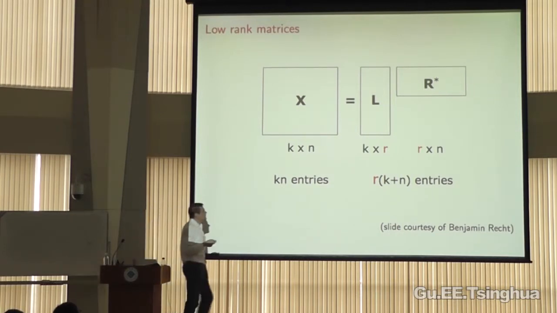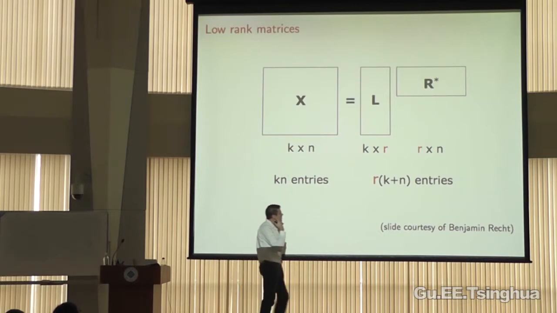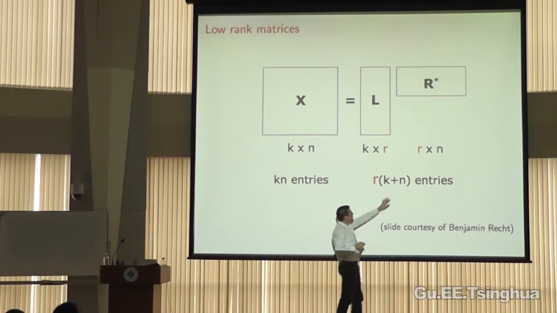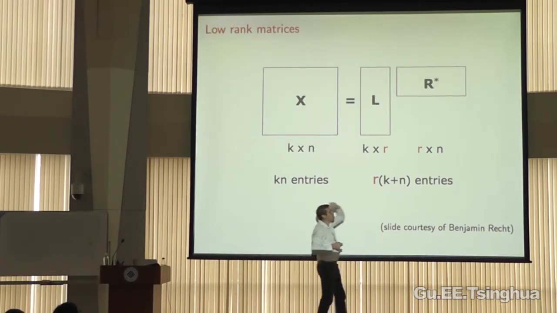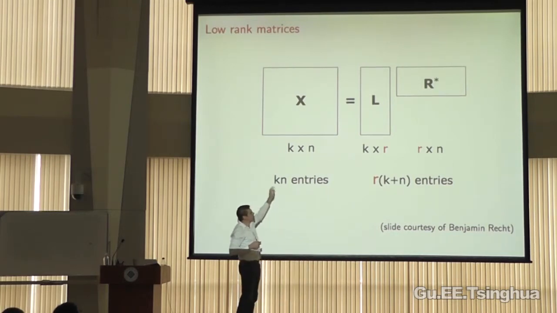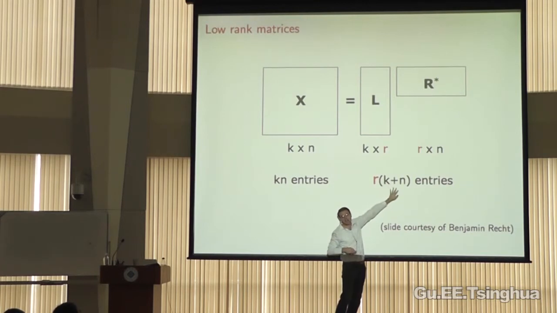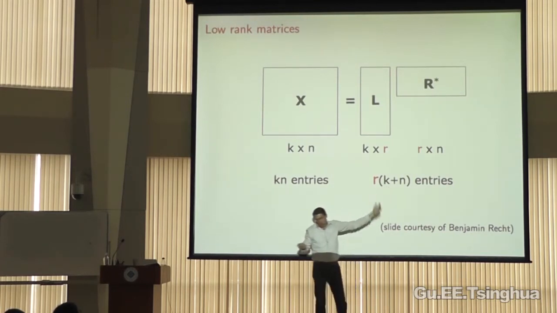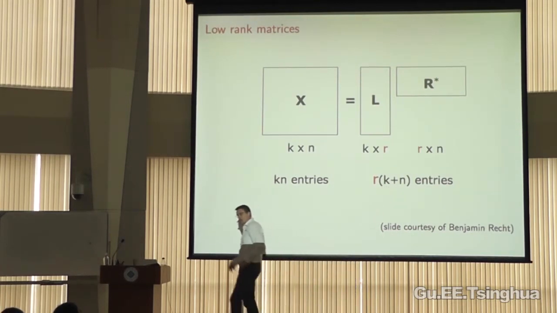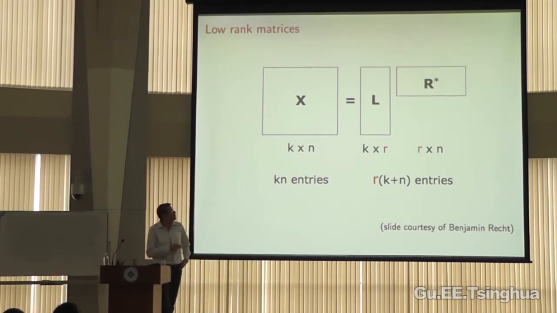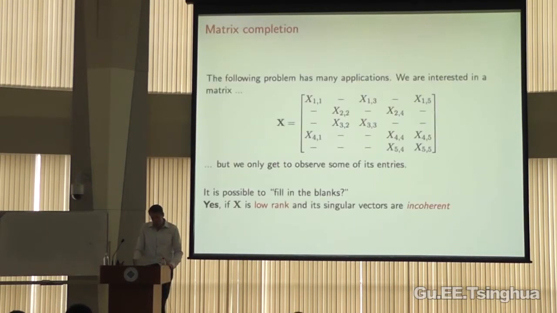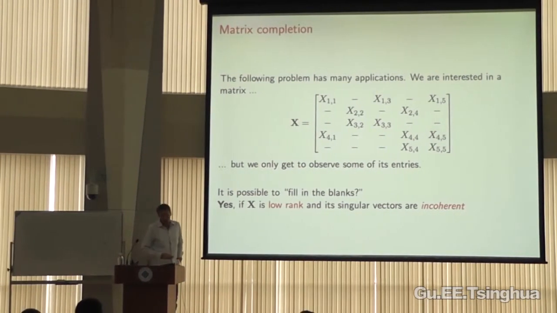So this factorization isn't necessarily unique, but the point is it scales like basically (K plus N) times R. So this is K times N. If R is small, this is like K plus N, so much smaller. So that's what we mean by structure. There are many fewer degrees of freedom for specifying a low-rank matrix than for specifying a full-rank matrix.